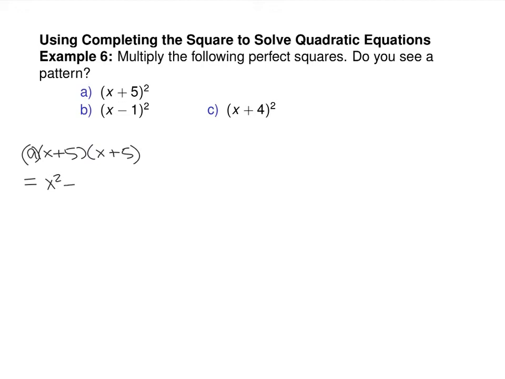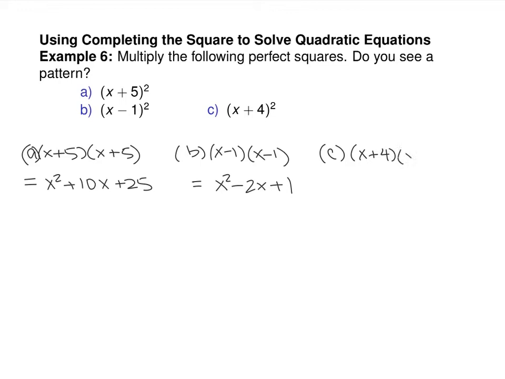X squared plus 10x plus 25. B is x minus 1 times x minus 1, which is x squared minus 2x plus 1, right? Is that okay so far? C is x plus 4 times x plus 4, and that's x squared plus 8x plus 16. Great.